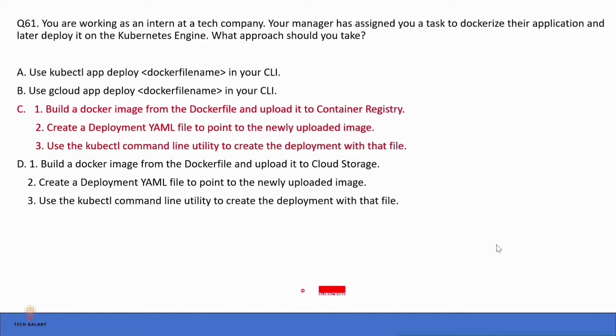Option D, build a Docker image from the Docker file and upload it to cloud storage. Create a deployment YAML file to point to the newly uploaded image. Use the kubectl command line utility to create the deployment with that file. In this option, steps 2 and 3 are correct, but in step 1, they are suggesting to upload it to the cloud storage. This is not correct because the kubectl tool cannot use an image directly from the cloud storage. So we have to make use of container registry for Dockerizing the application. So option D is not correct.